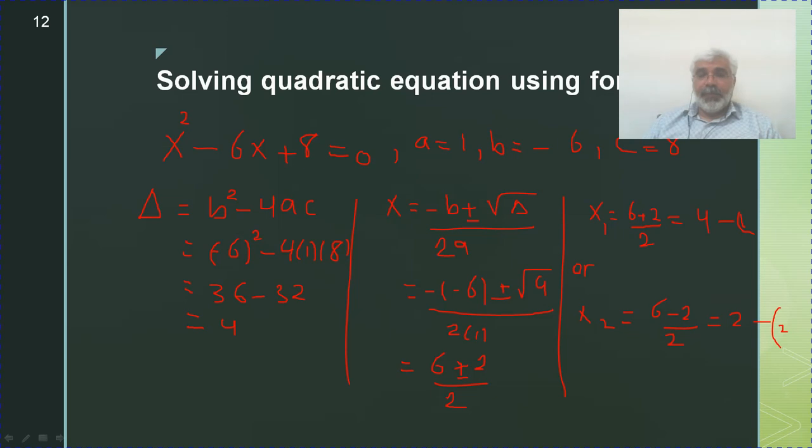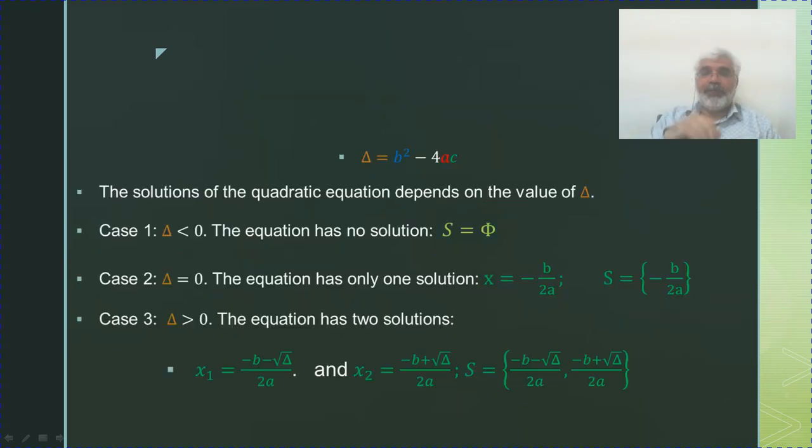It's very simple, but you have to take care and pay attention to identifying a, b, and c. Find out delta. Now, just note that delta equals 4, which is positive. How many solutions do we have? We have 2 solutions. Keep this in your mind.